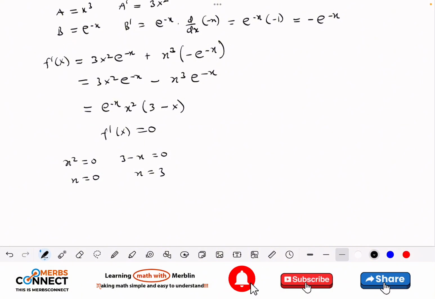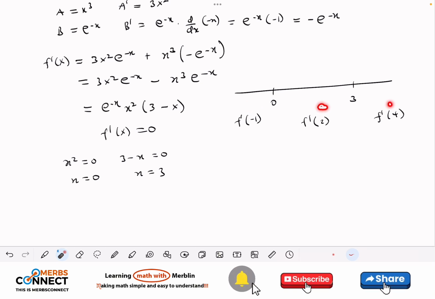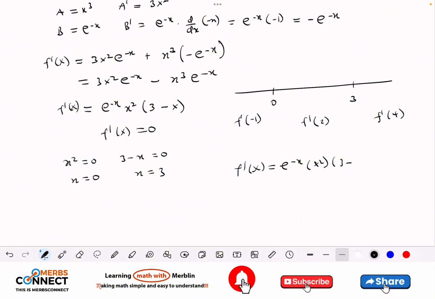So the next thing that we just need to do is draw the sign chart. We have 0, we have 3. So for f prime, we can pick -1 because -1 is here. For f prime, we can pick 2 because 2 is in there. Then for f prime, we can pick 4. So picking -1 here, 2 here, and 4 here, we are going to plug these inside f prime. So don't forget, this is f prime of x. So I can even write it here so that we can just plug them in: e to the minus x, x squared, 3 minus x.